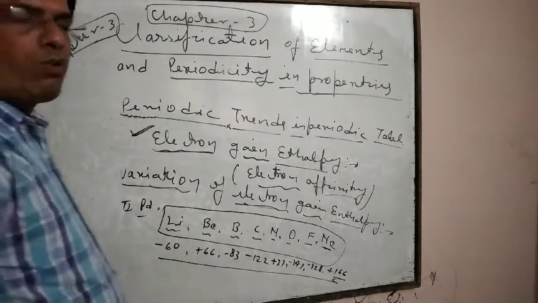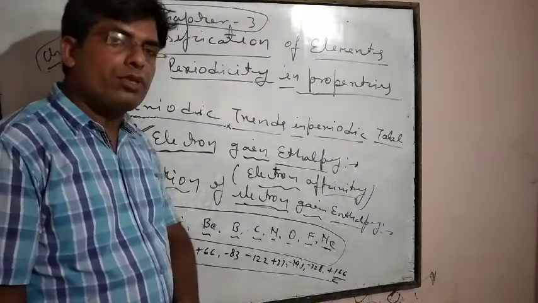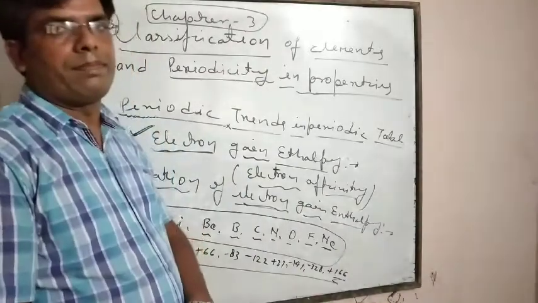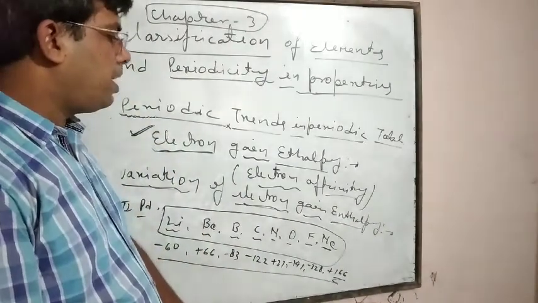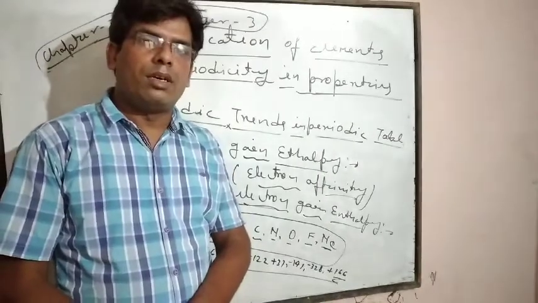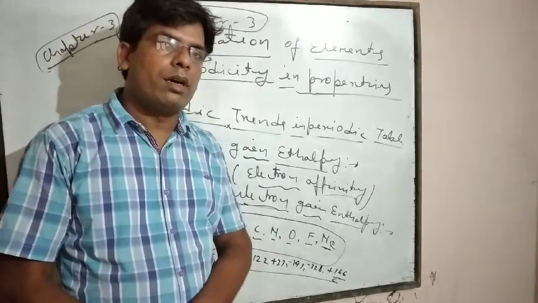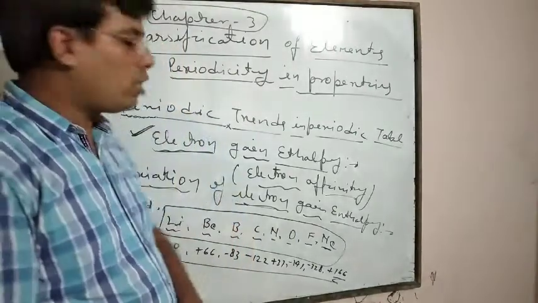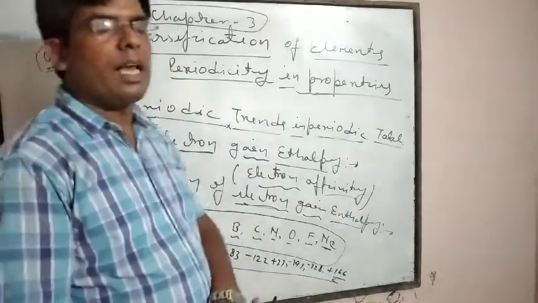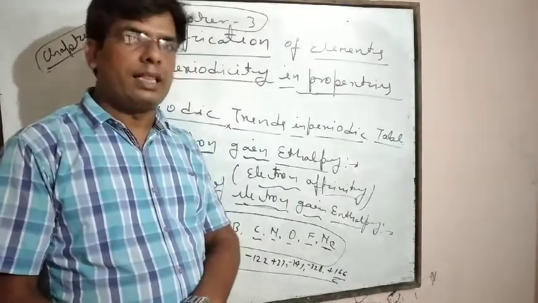One very important question arises: why do inert gases have a high positive value of electron gain enthalpy? The reason behind the positive value is the extra stability of inert gas elements. Due to the stable electronic configuration of inert gases, they have a high positive value of electron gain enthalpy.